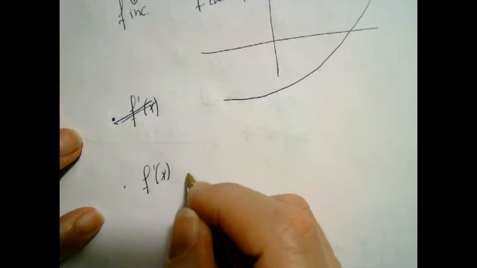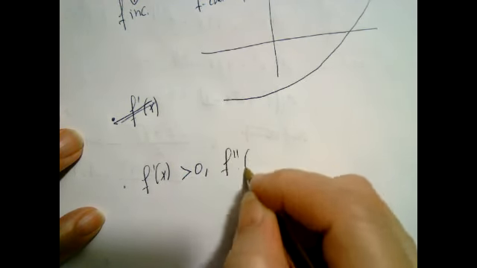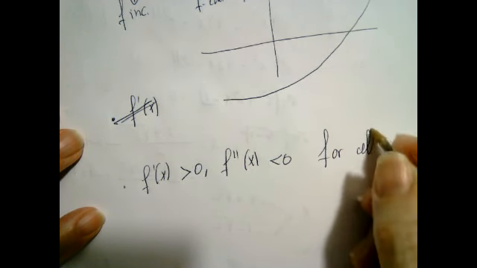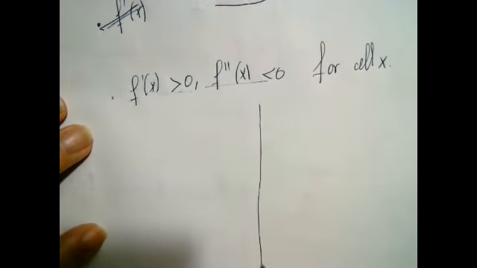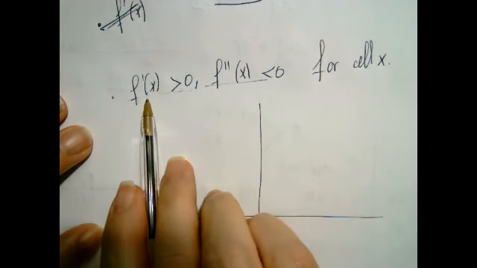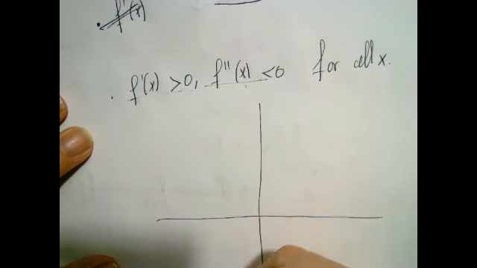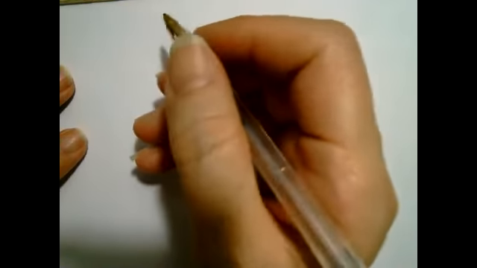You want f prime positive, f double prime negative for all x. Positive, negative. What's the effect? Increasing, concave down. Increasing, concave down. Okay, so we should be able to graph extremely well. And let us see another example.